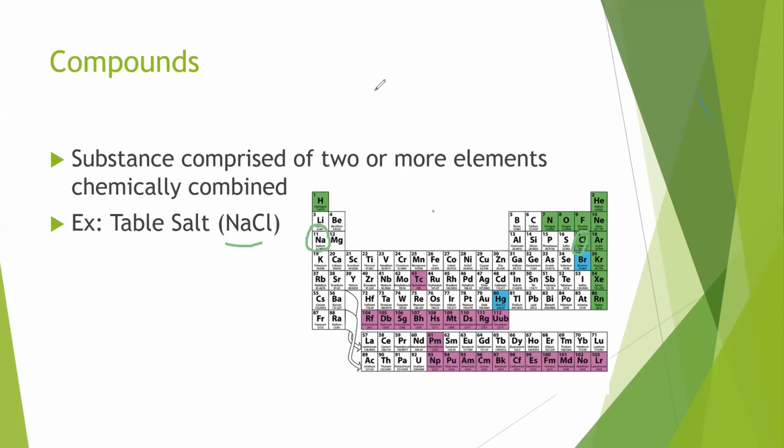Another example of a compound is hydrofluoric acid. It's commonly used in horror movies and such, where it burns away skin. It's where hydrogen and fluorine are chemically combined. Another example of a compound is carbon dioxide, which is the gas we exhale. It's where carbon and oxygen combine and form that gas.